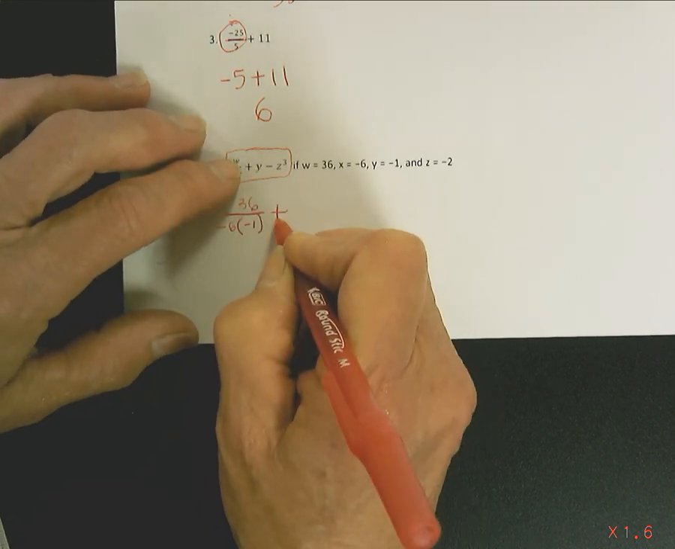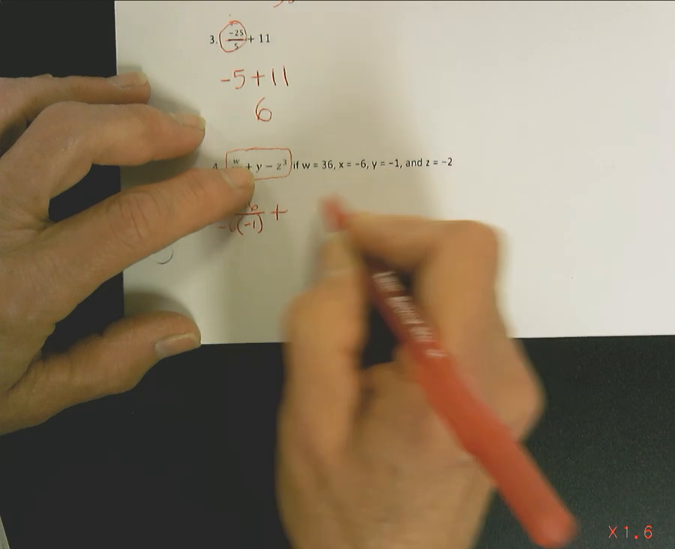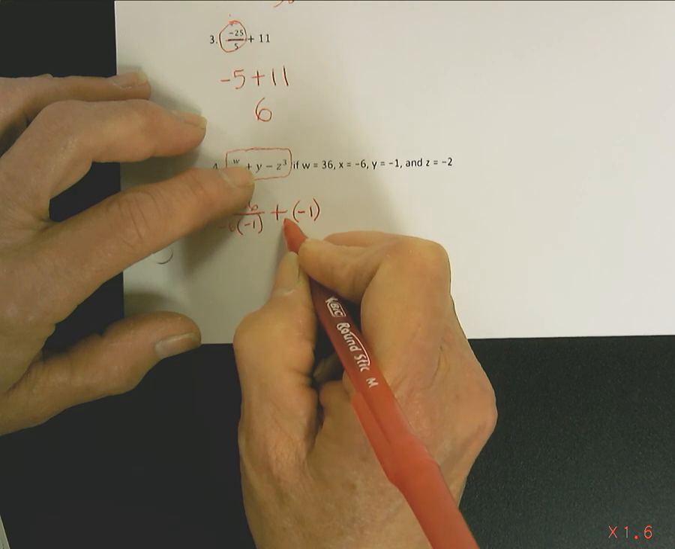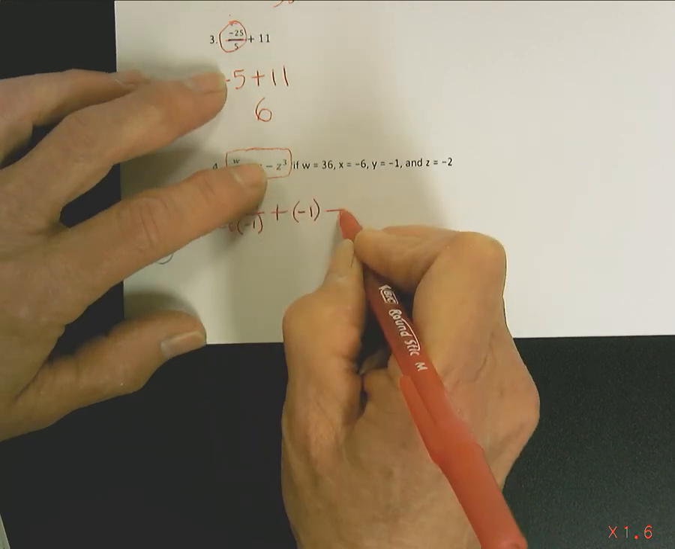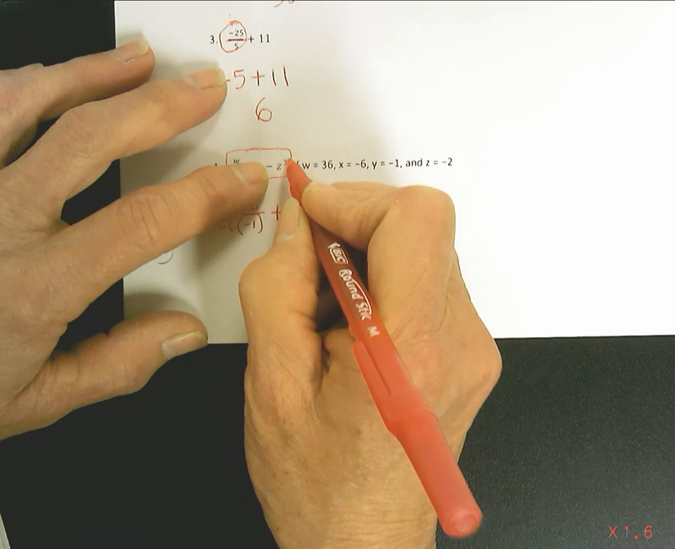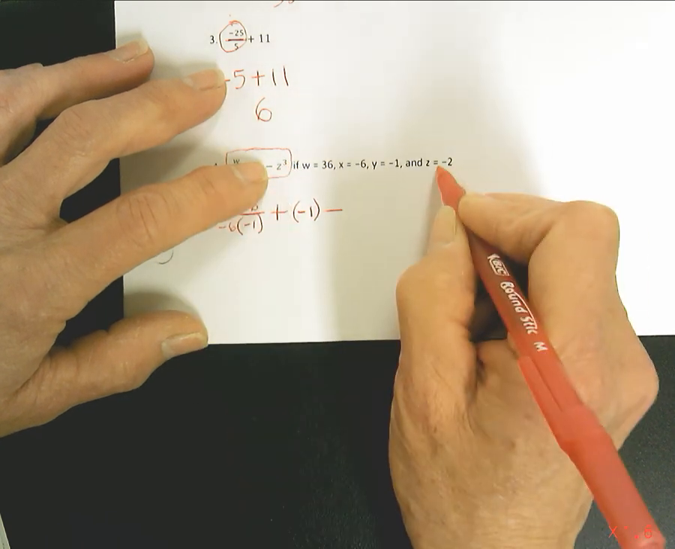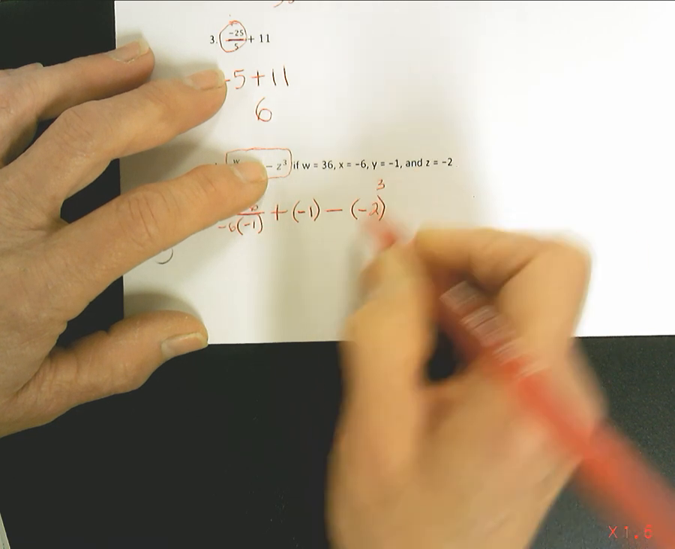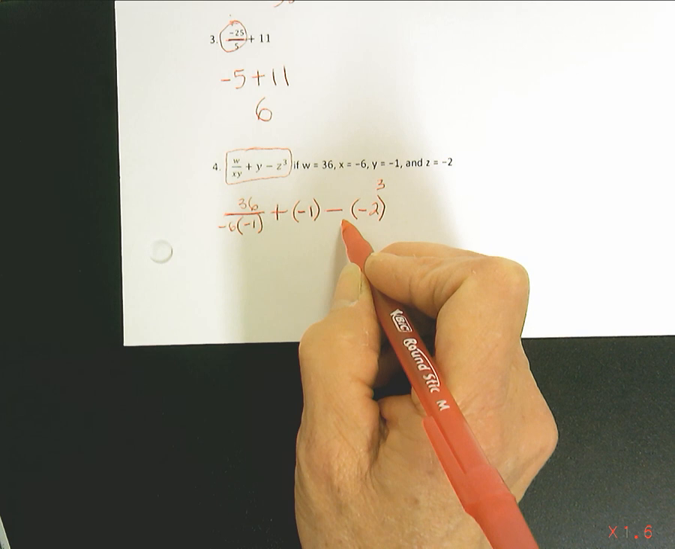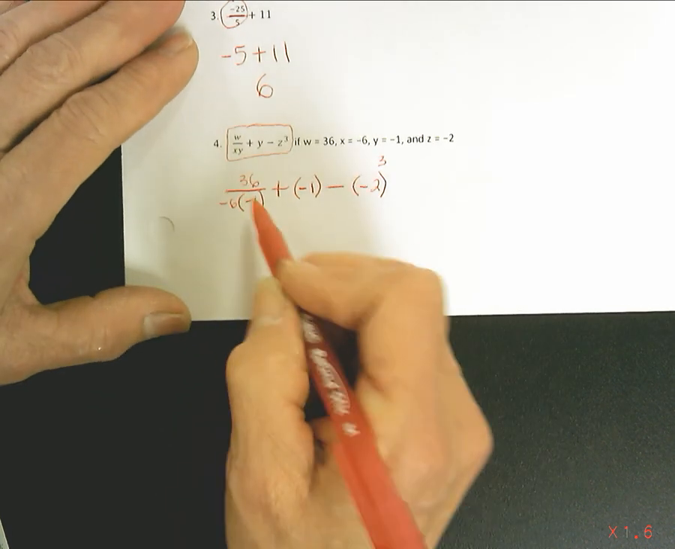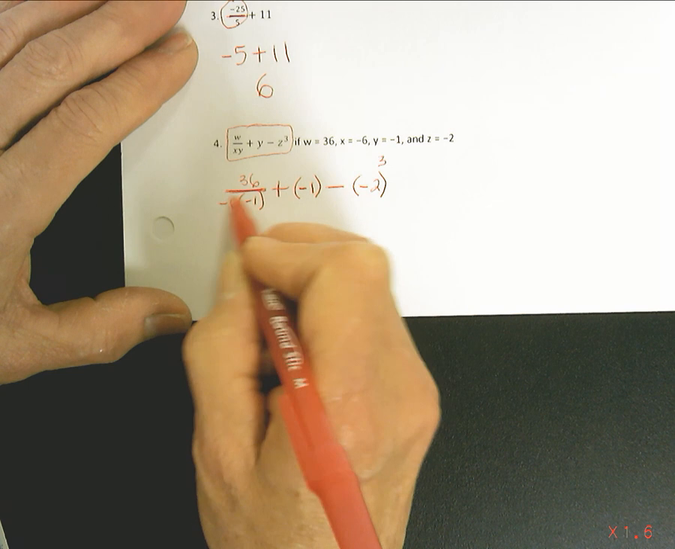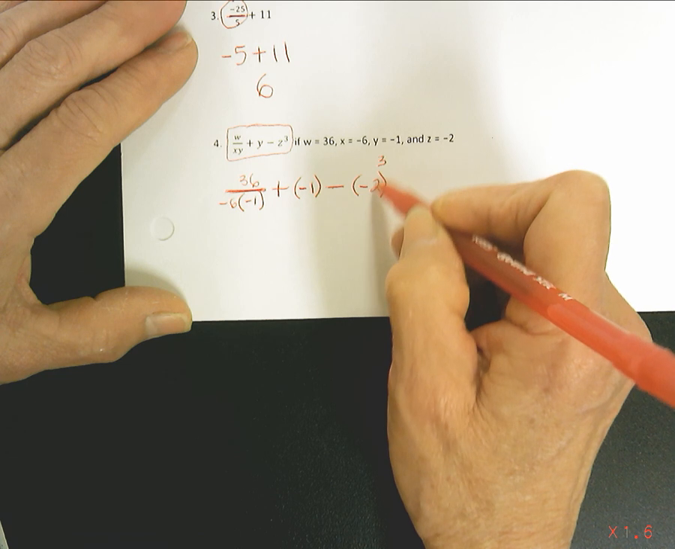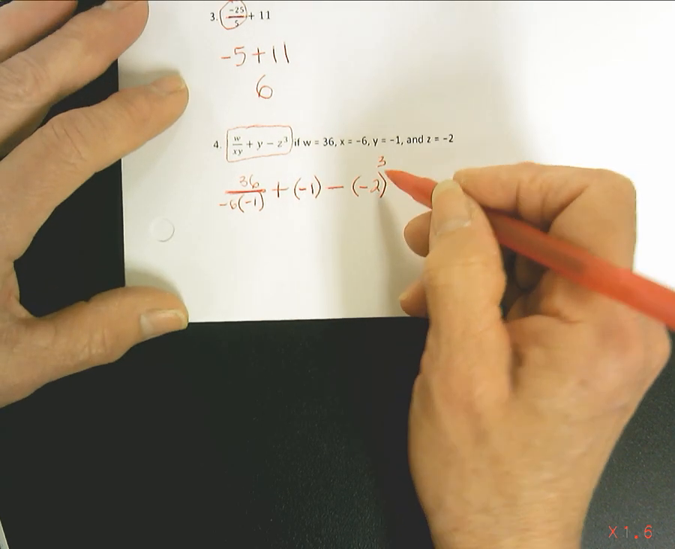Now bring down the plus sign. Y is negative 1. I'm going to put it in parentheses because it would look weird to have a plus and a minus right next to each other. Then bring the minus sign. And this Z is going to be raised up to the third power. Z is negative 2. I'm going to put that negative 2 in parentheses because once again, it would look weird to have these two written right next to each other. So let's see, we've got division and multiplication and addition and subtraction and exponents. So what's the most important thing?